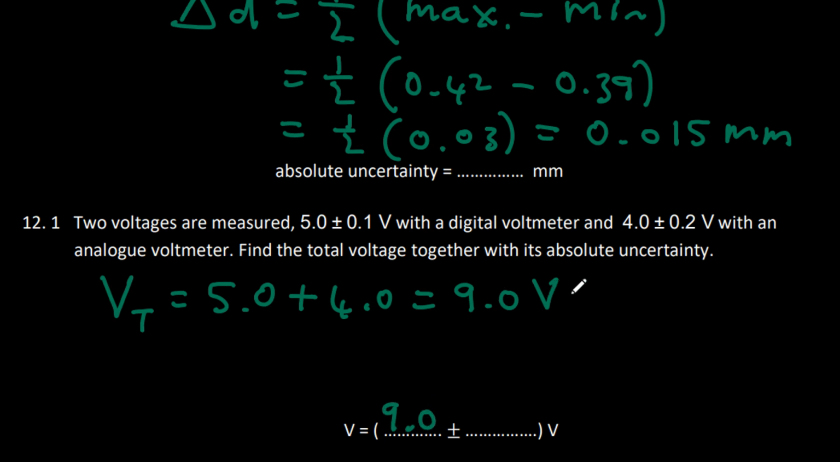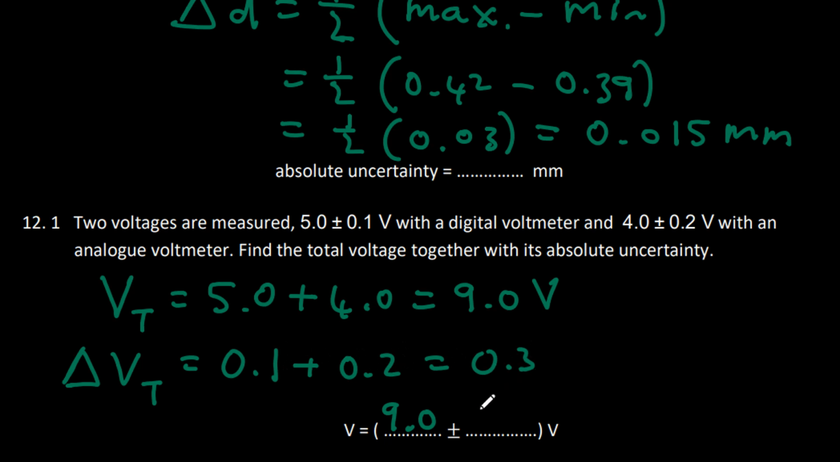The question now is, how do we combine the uncertainties? Note that we're adding here. We're adding two quantities. Now, the rule says when we add quantities, we simply add the uncertainties. So then the uncertainty, delta V sub T, so the uncertainty of the total voltage, will simply be the sum of these uncertainties. So 0.1 plus 0.2, and that's 0.3.